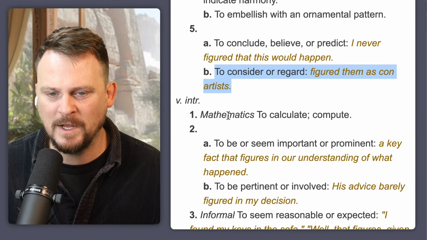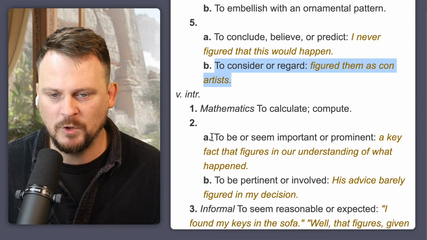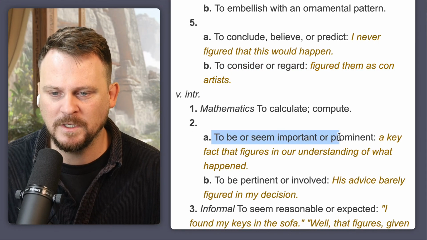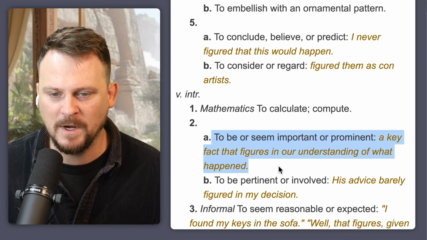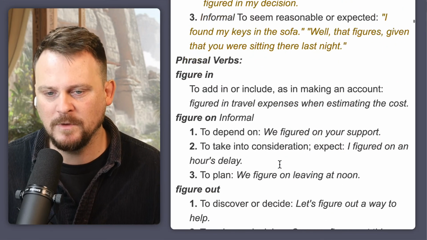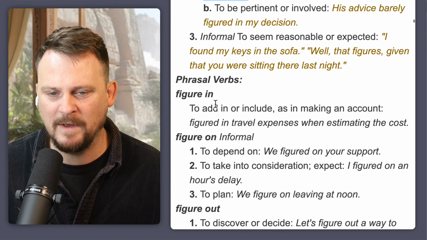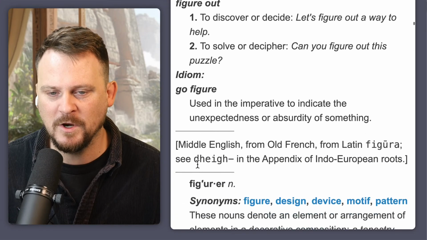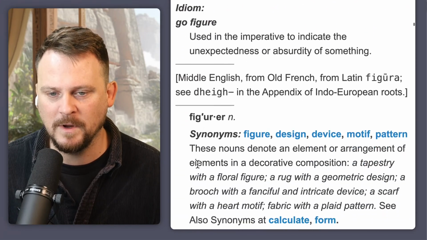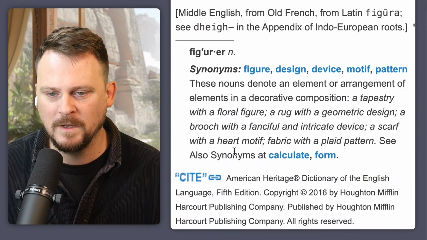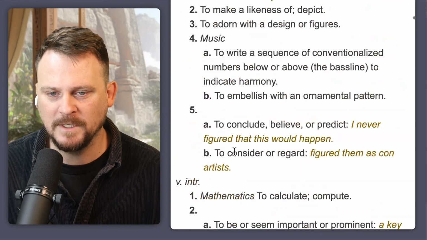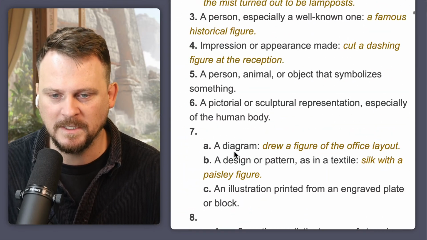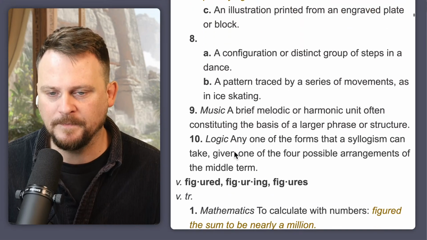Okay, and then intransitive verb. To be or seem important or prominent, a key fact that figures in our understanding of what happened. Okay, so now we're getting into, and then we have some phrasal verbs, figure in, figure on, figure out, go figure as an idiom. This is great, by the way. This is awesome. Synonyms, we'll skip the synonyms. Synonyms are words that mean the same thing. So, okay.